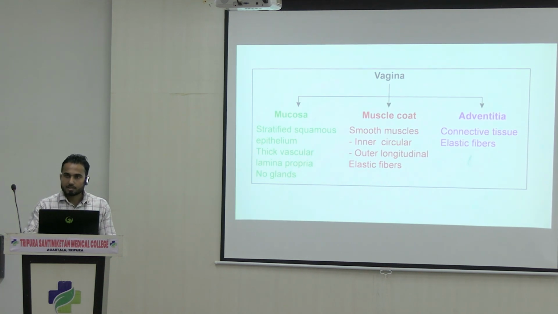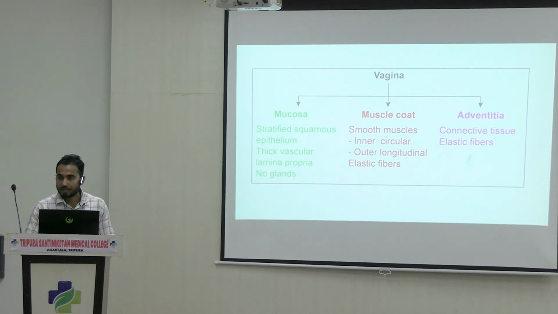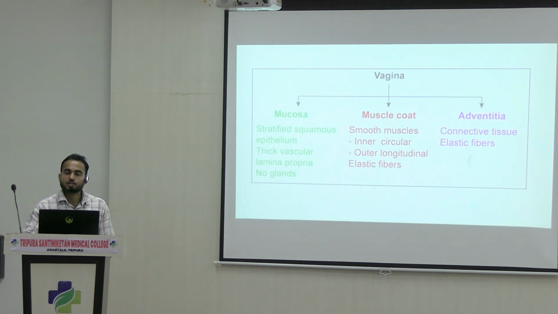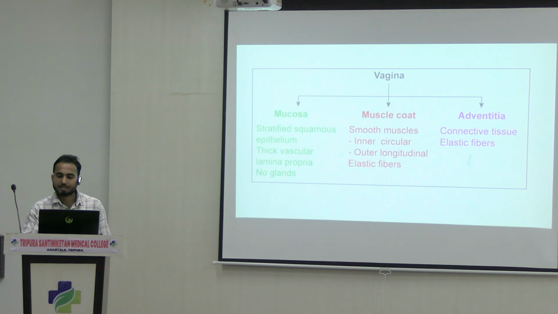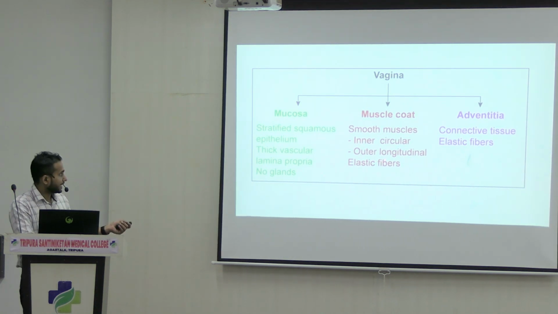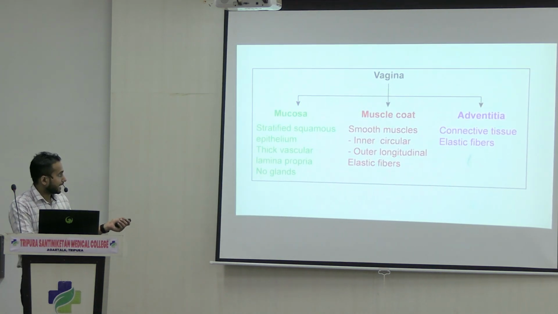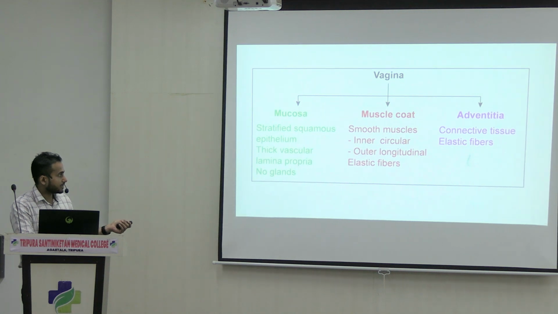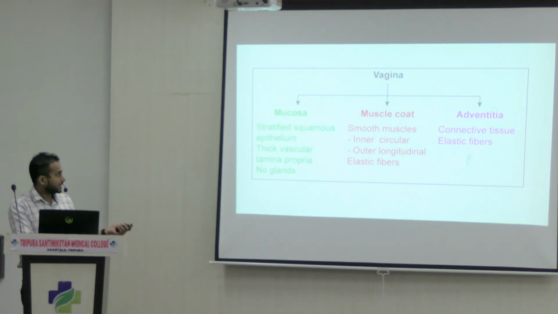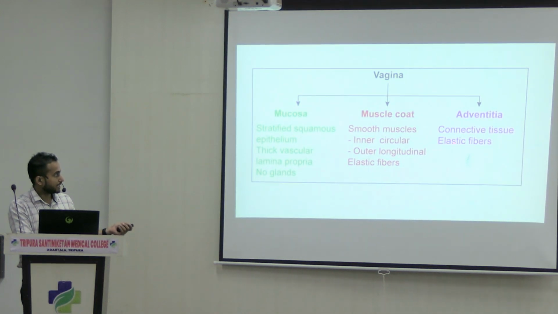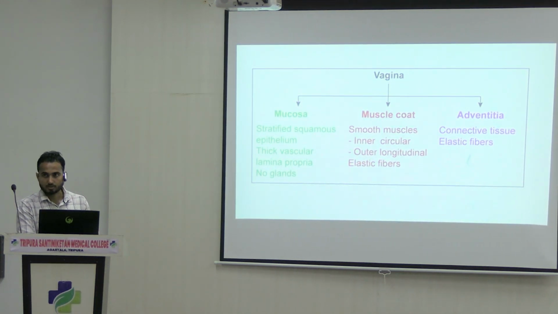Next, we get the muscle coat. Smooth muscle fibers are there, and along with that, striated or skeletal muscle fibers are also there. If you see how the smooth muscle fibers are arranged, there are inner circular and outer longitudinal fibers, and in between these, elastic fibers are also present. Next, the adventitia is mainly made up of connective tissue, where again we get elastic fibers.